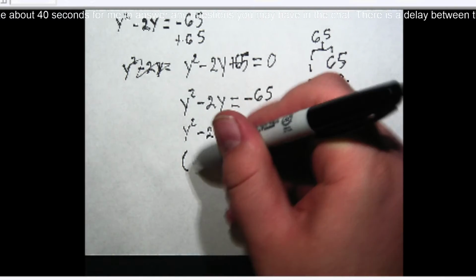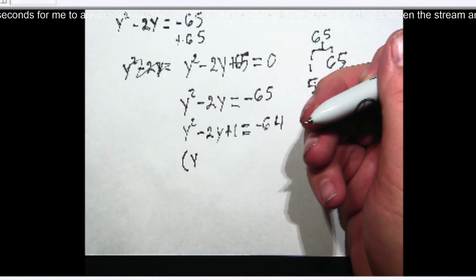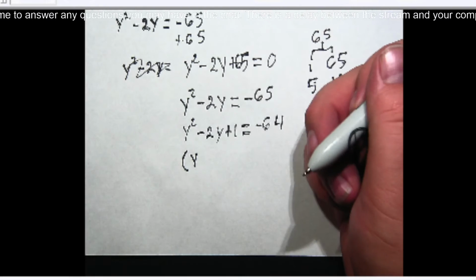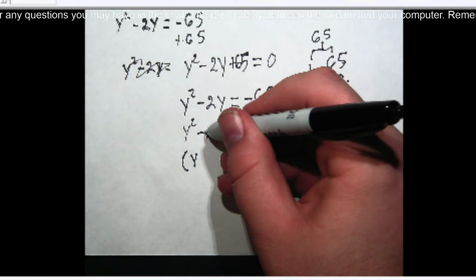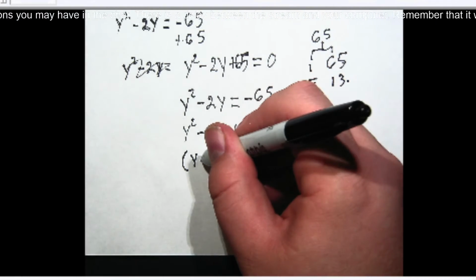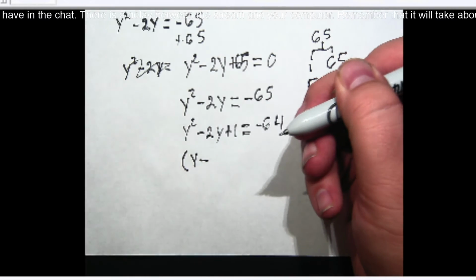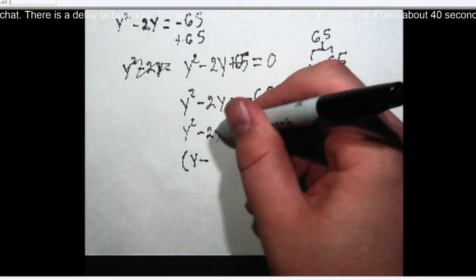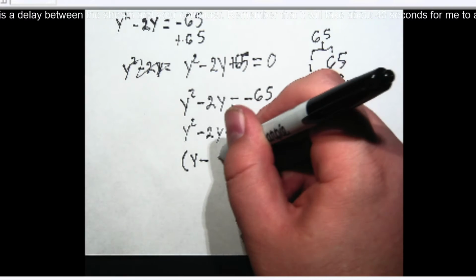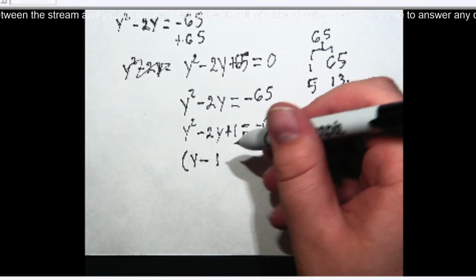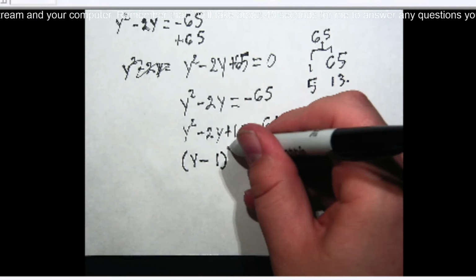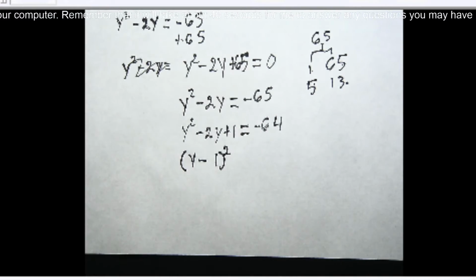See this variable? Write it down. We have y. Not y squared, just y. See this sign right here? Negative? Write it down. Take half of this number, which is 1, write it down. Close your parentheses and square it. That's now factored.